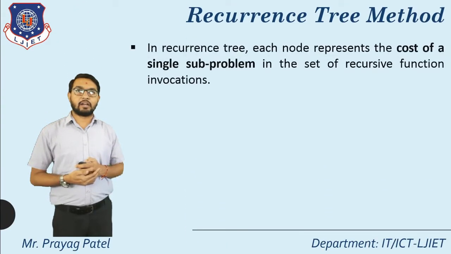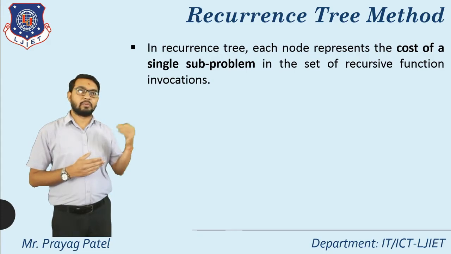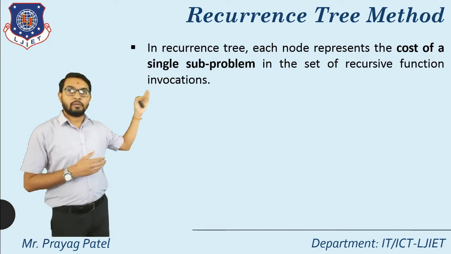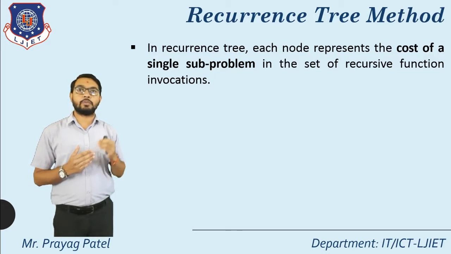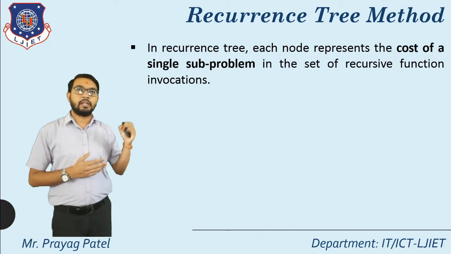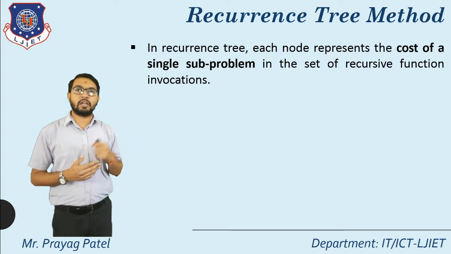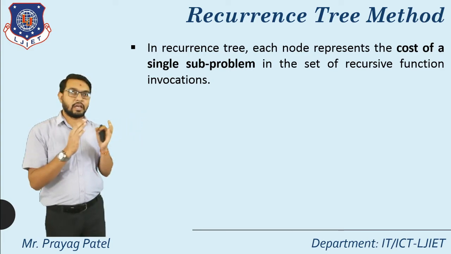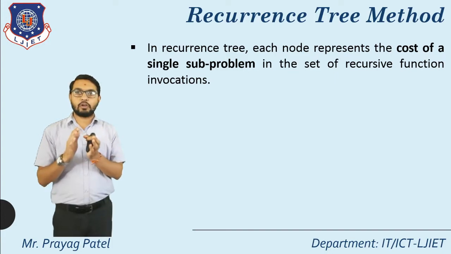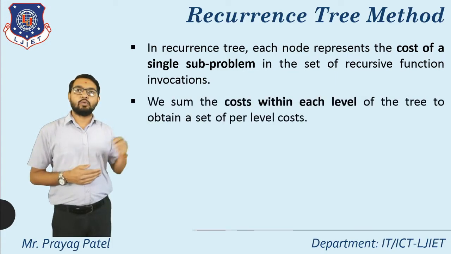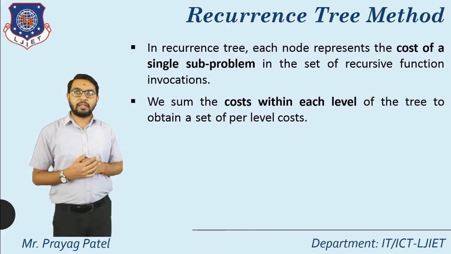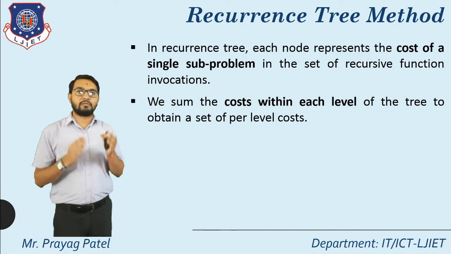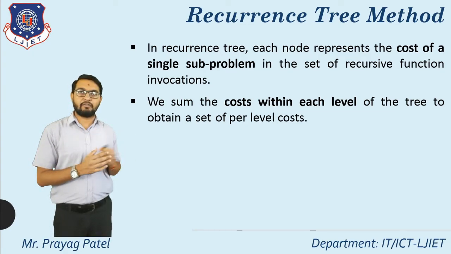Now consider the recurrence tree method. How will the recurrence tree method work? First point, in a recurrence tree, each node represents the cost of a single subproblem in the set of recursive function invocations. Means each node represents the cost of your subproblem. Now second, we sum the cost within each level of the tree to obtain the set of per level costs. Means we consider the cost for each and every node.